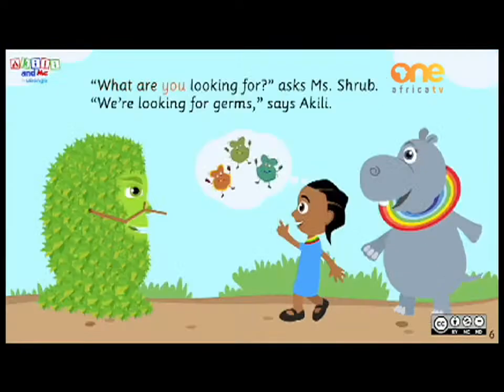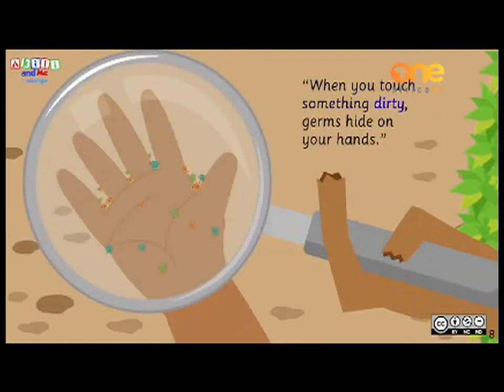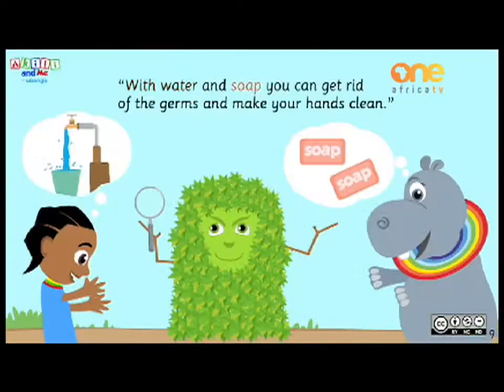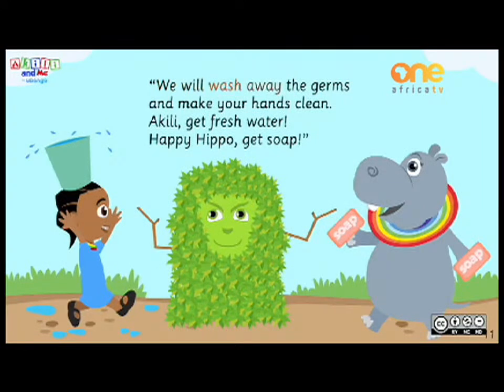What are you looking for? Asks Miss Shrub. We're looking for germs, says Akili. Germs? Germs are everywhere. They are so tiny that you can't see them with your eyes. When you touch something dirty, germs hide on your hands. With water and soap, you can get rid of the germs and make your hands clean. You must wash both sides of your hands, under your nails, and between your fingers. We will wash away the germs and make your hands clean.